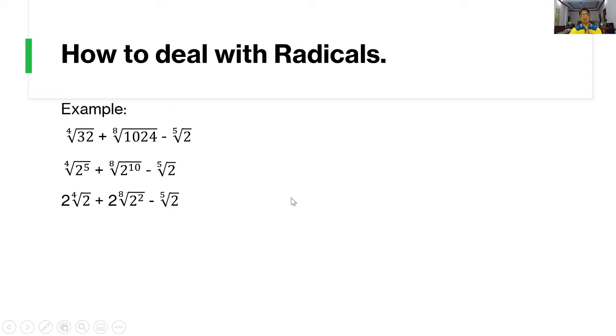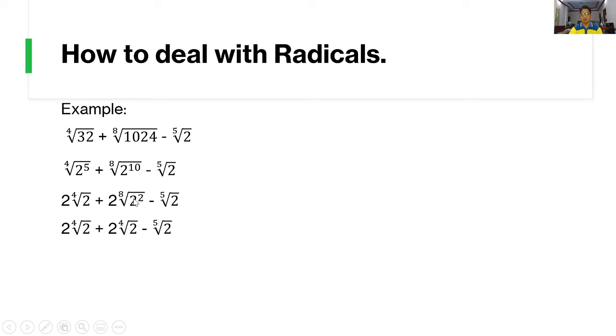Now, based po dun sa simplifying radicals natin, isa po sa rule nun, we have to reduce yung index natin. Reduce the order of the indices or the index. So, in this case, 1/4 na yan. Dito sa kabila, 2/8. So, we can reduce this, magiging 1/4. And then, this one is already in the simplest form. So, mangyayari, 2 times the 4th root of 2 plus 2 times 4th root of 2. So, ba't naging ganyan?